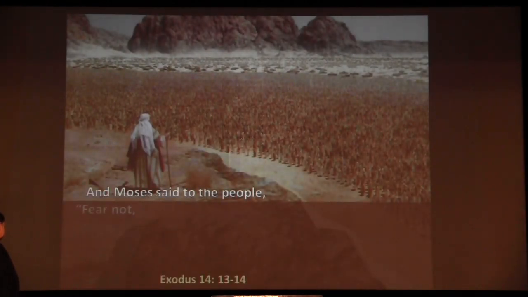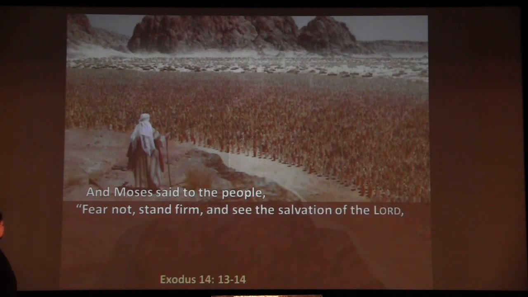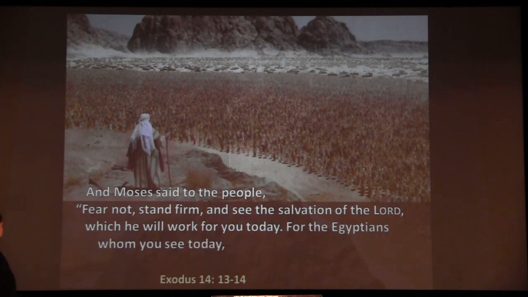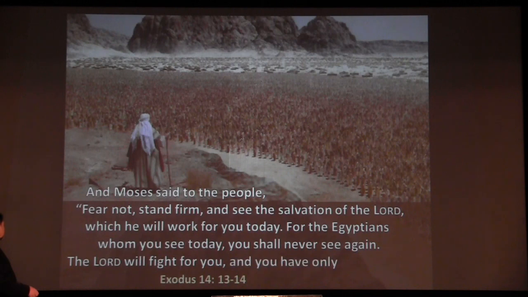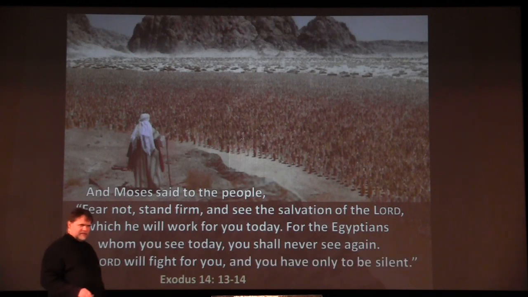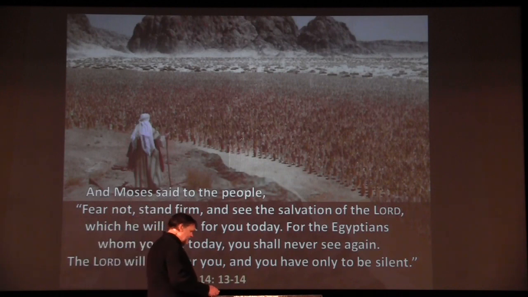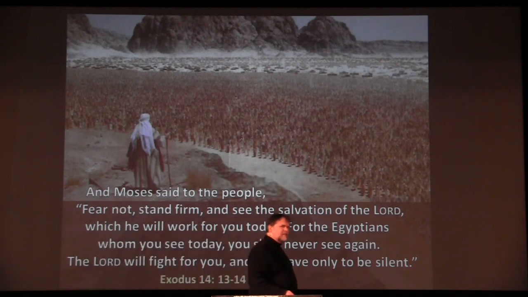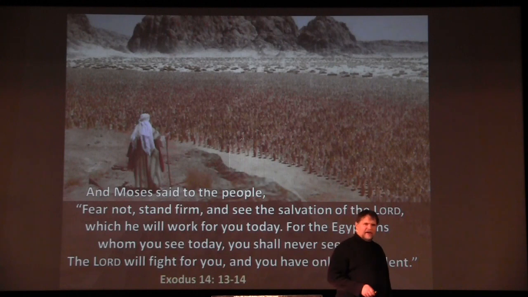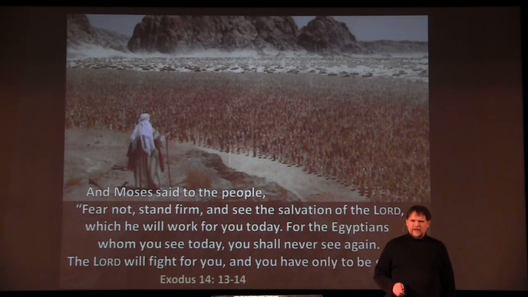And Moses said to the people, "Fear not, stand firm, and see the salvation of the Lord, which he will work for you today. For the Egyptians whom you see today, you shall never see again. The Lord will fight for you, and you will only have to be silent." He's letting them know what's going on. Today, the Lord will fight for you. This is going to happen today.